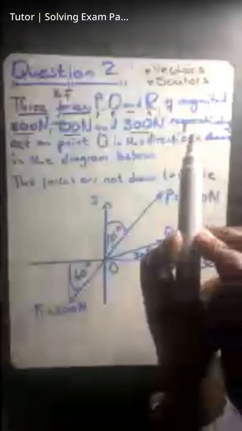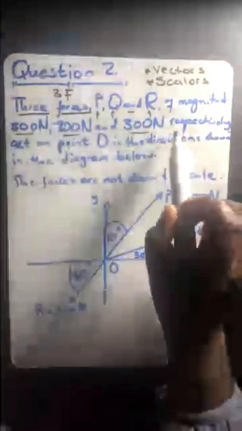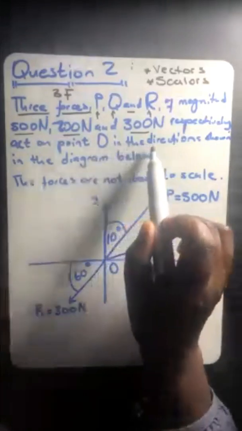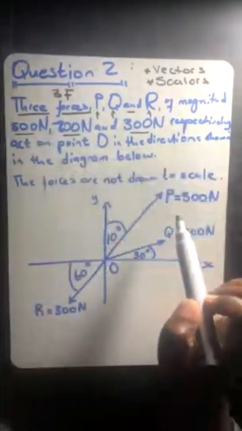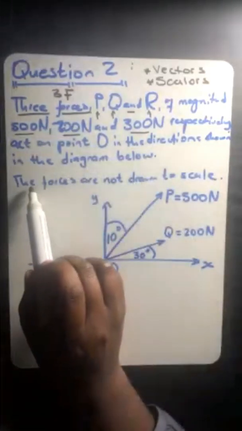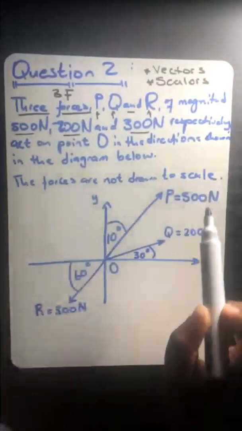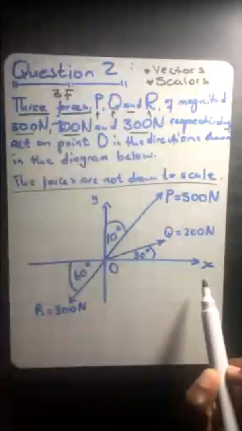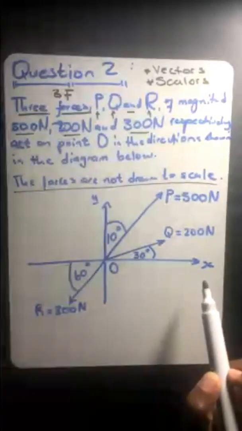Let's see. So they are saying all these three forces respectively act on point O in the directions shown in the diagram below. And most importantly, the forces are not drawn to scale. So don't worry that much about that statement. You might need to refer to it. In some instances, you might not need to refer to it.